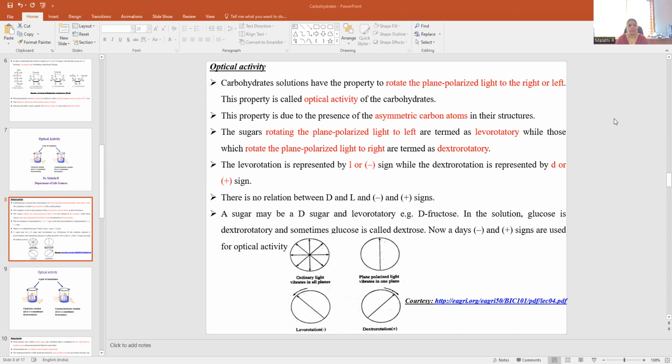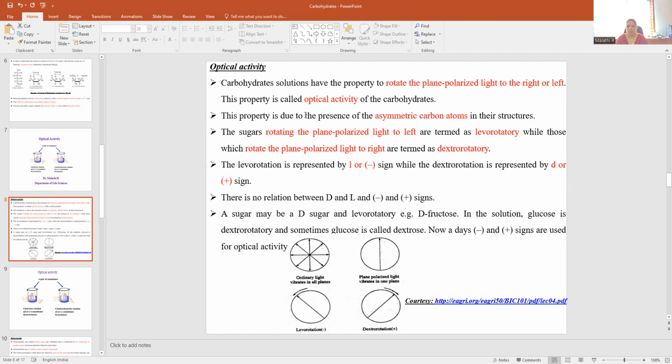Good morning, students. Before going into the disaccharide, we'll see one more property of monosaccharide, which is optical activity. Optical activity is a special characteristic of the monosaccharides, especially the carbohydrates. It is the property of your carbohydrate to rotate the plane of polarized light either to the right or to the left side. We call this property optical activity, and it is exhibited by carbohydrates.